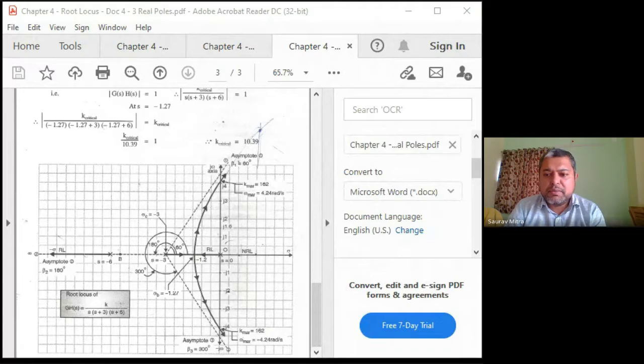Are you able to view this root locus plot? So, a new diagram I have shown. Yes, sir. Anybody, please respond.